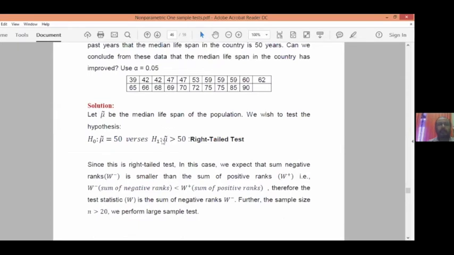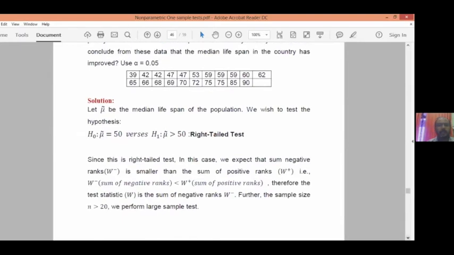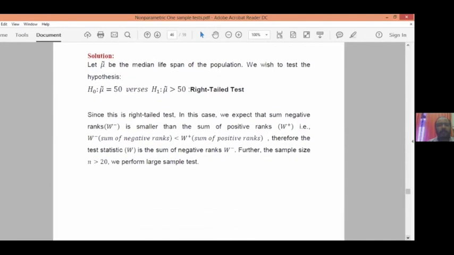You go through the problem, then you can understand, because a similar problem I already explained. So we have to follow the idea given there, and the test statistic will be the sum of negative ranks, since the sum of negative ranks is smaller than the sum of positive ranks. So exactly we follow the idea that is there.